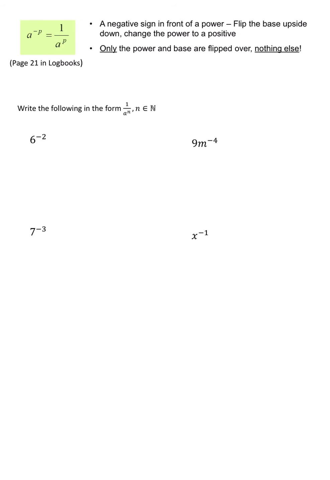So, if we look here at the first example of 6 to the power of minus 2, that'll now be written as 1 over 6, and now the power of minus 2 becomes positive. So that'll be 1 over 6 squared, which is equal then to 1 over 36. The same applies to 7 to the power of minus 3. So that'll be written as 1 over 7 to the power of 3, which is equal to 1 over 343.